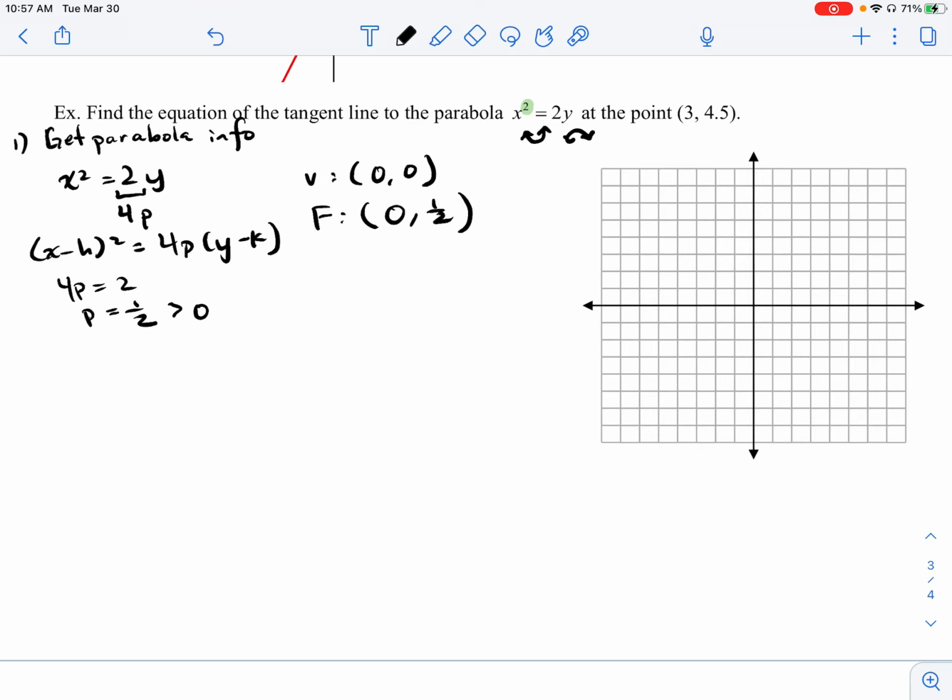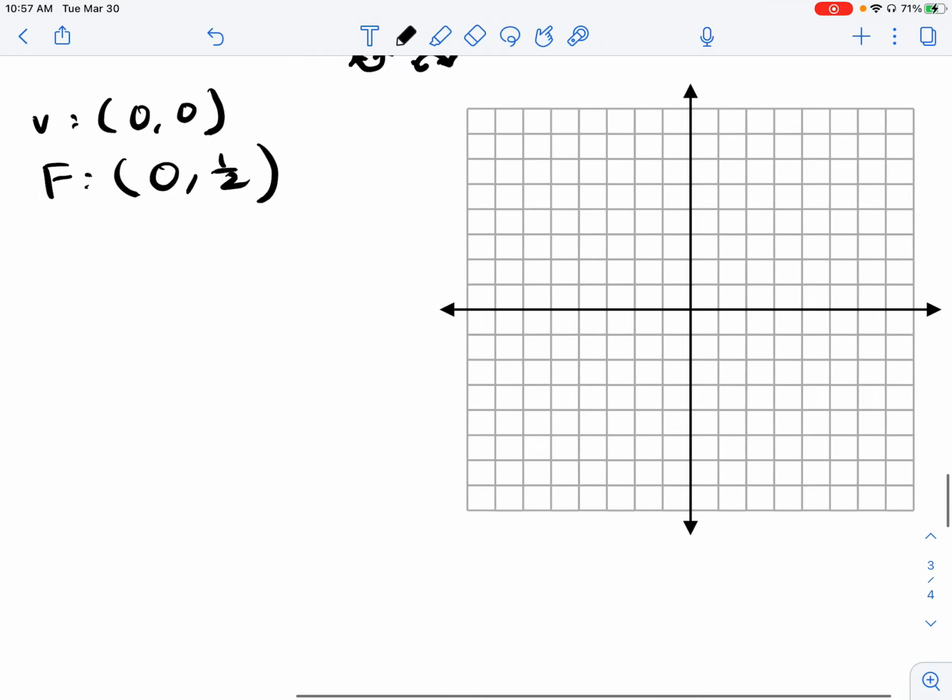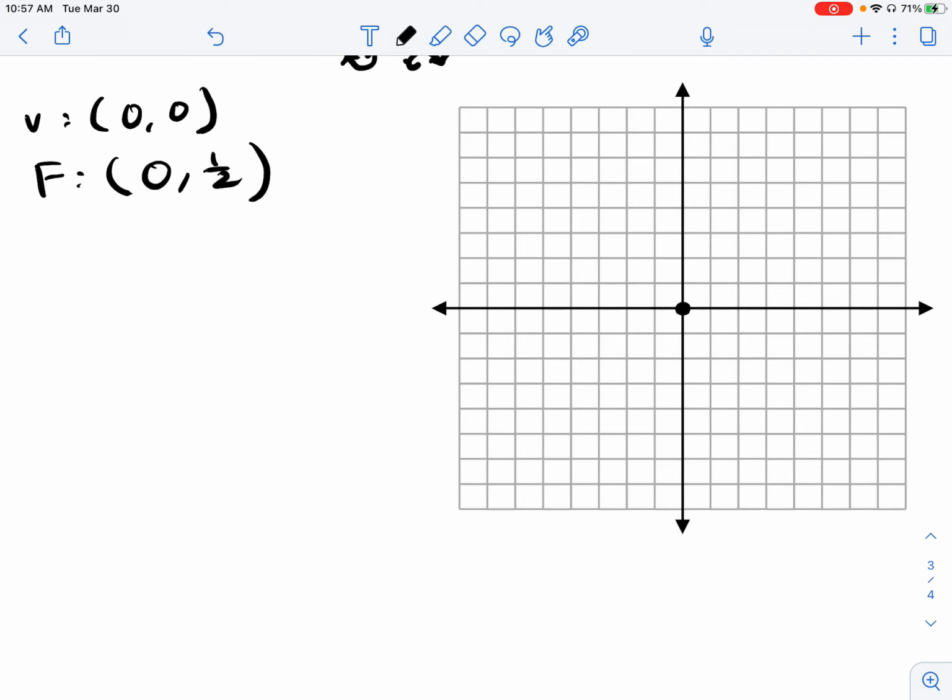Okay, so let's actually take a moment and just graph those points here real quick. So I have 0, 0, there's my vertex. That's the lowest point of my parabola. My focus is going to be right above it, so I'll just label it as such. There's my focus, there's my vertex. And what else do we know?